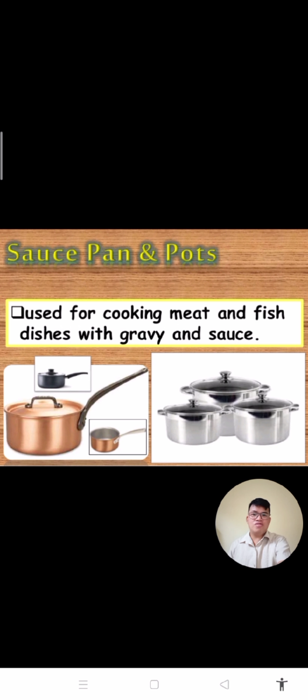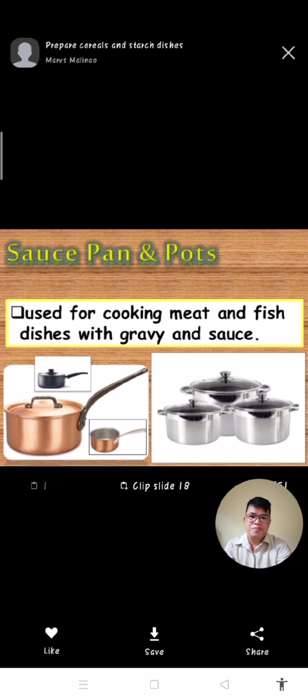We also have your saucepans and pots, used for cooking meat and fish dishes with gravy and sauce. So you look at the function: used for cooking meat and fish dishes with gravy and sauce. But we can also use that one. There is a multifunction of your saucepan and pots. You can also use them for preparing cereals and starch.